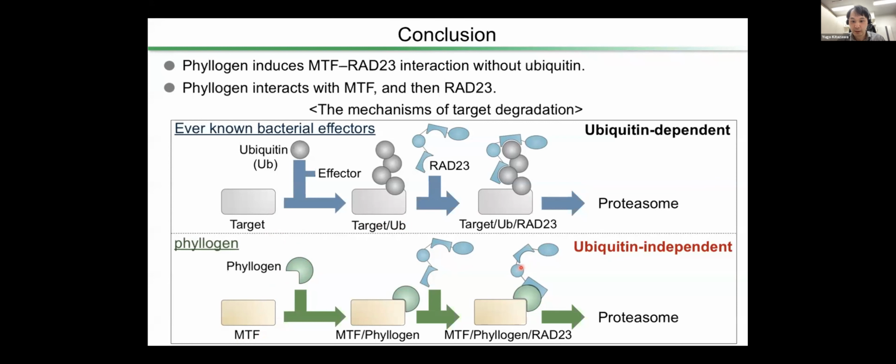And RAT23 delivers MTF to the proteasome independently of ubiquitin. In this process, the pathogen can act as a functionally ubiquitin-like mediator in that it connects the target to RAT23 instead of ubiquitin. This is a quite unique bacterial effector function.